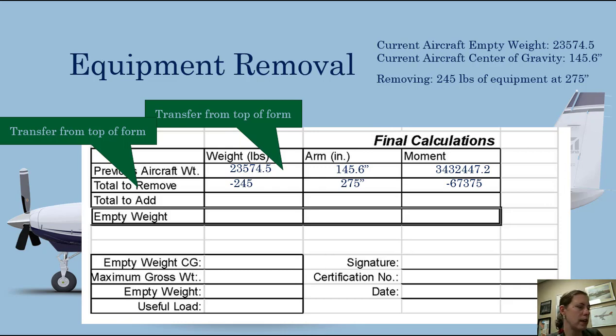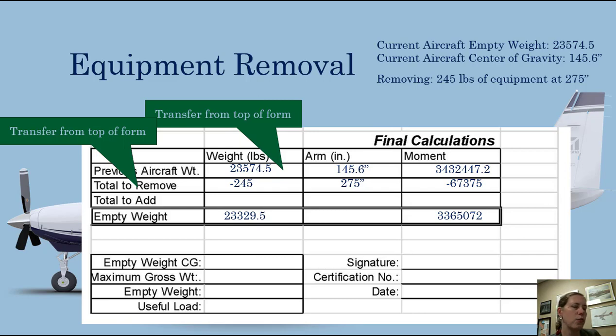And then all I need to do is add up my weight column. And so I've got a new empty weight of 23,329.5 pounds. And then I'm going to do the same, add up my moments. With adding up those moments, I have a negative moment because we're removing that piece of equipment. Add it to our previous aircraft moment, and you see our new moment. It is smaller. It's good because we removed weight.